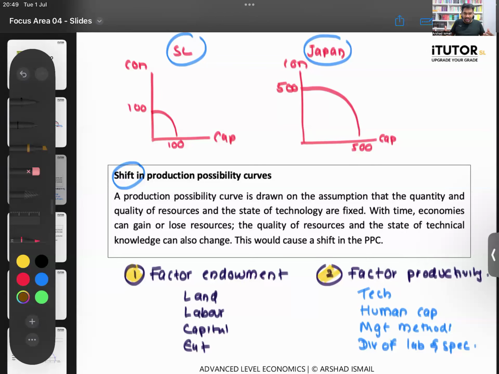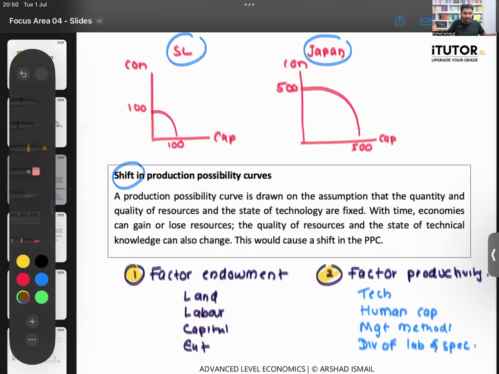Due to the crisis, many Sri Lankans have migrated abroad. Show this on a PPC. Now, I want you to think, how do you connect this with one of these factors? Can you all try to connect and tell me the factor endowment, factor productivity, these sub-factors also, which one here is changing? If they say many Sri Lankans have migrated abroad after the economic crisis, what are they talking about? They're talking about labor, no? The amount of labor that you have.